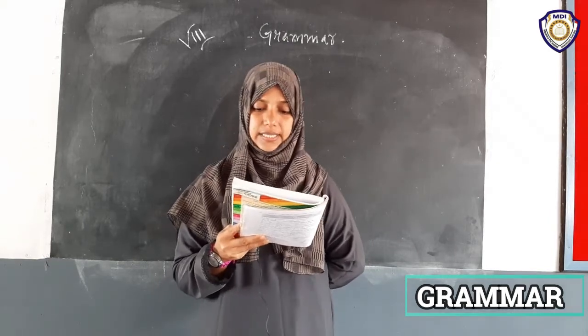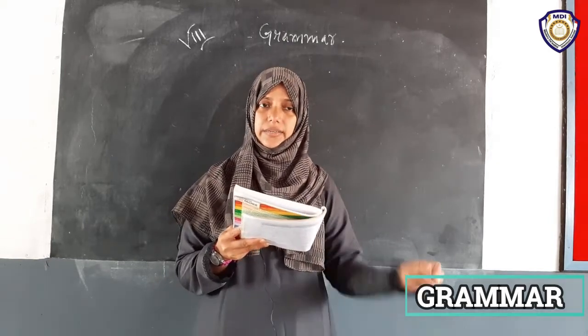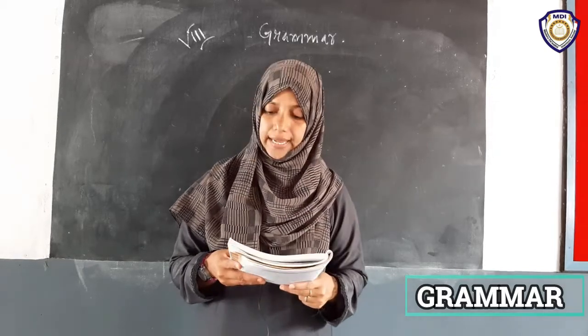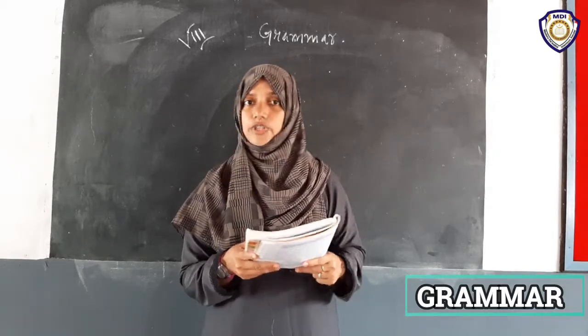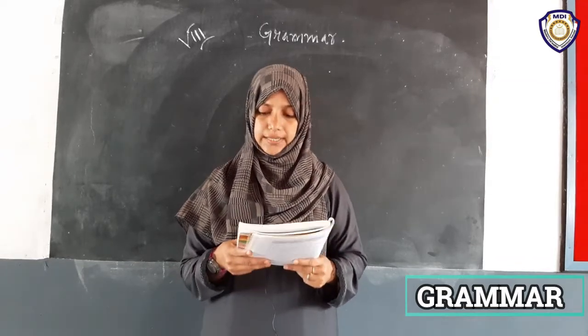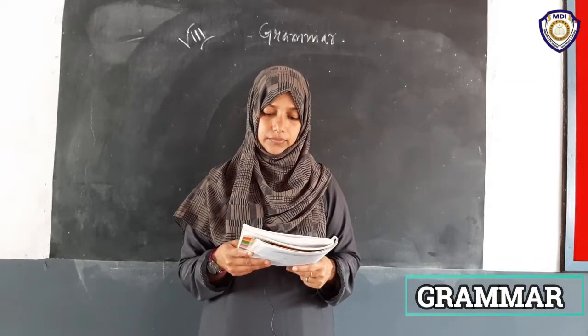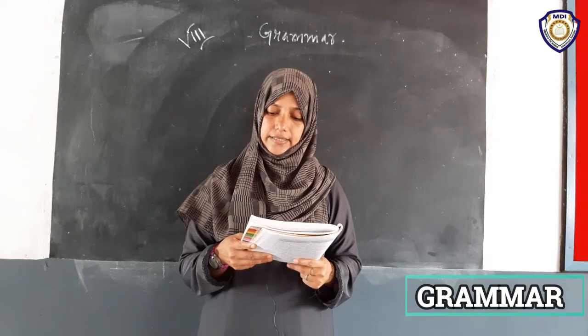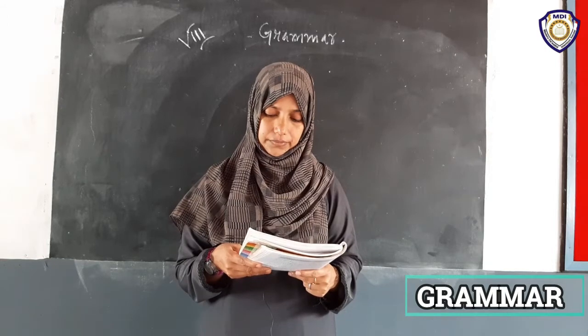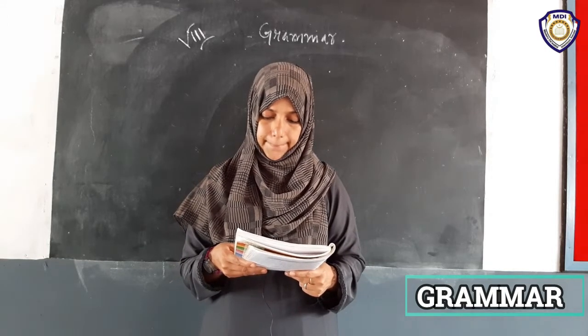clump of trees. If you are wrong, just erase and write. All of you speed up. Group of islands, bunch of grapes, posse of policemen, and nest of vipers.